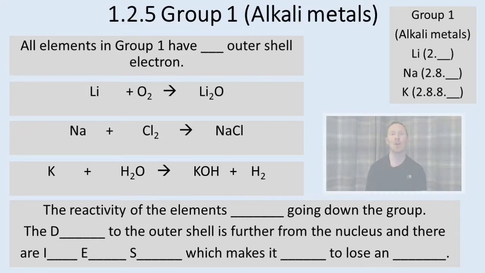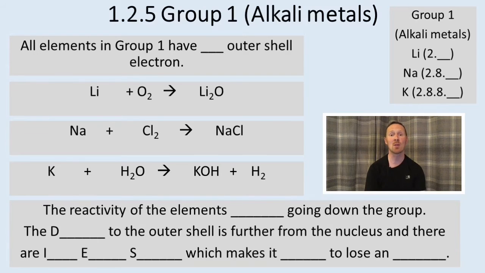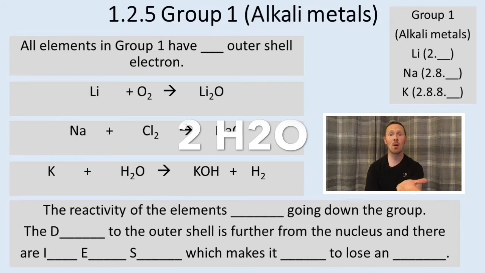Thirdly, you need to know that group 1 alkali metals react with water to make a hydroxide and they give off hydrogen gas. Now if you have a little look at this reaction, you'll notice that each water molecule loses a hydrogen atom. So for instance, H2O goes to OH and H. But actually it says H2 at the end, so I'm going to need 2 water molecules.